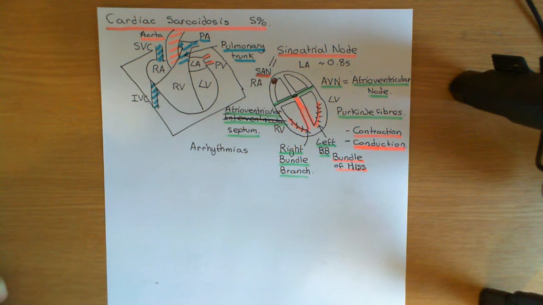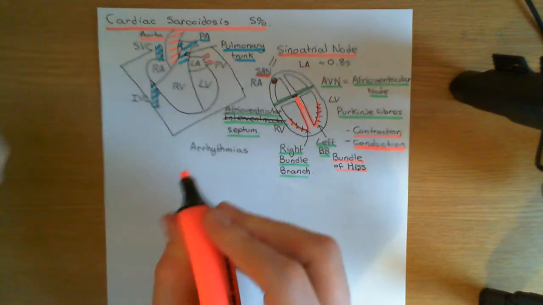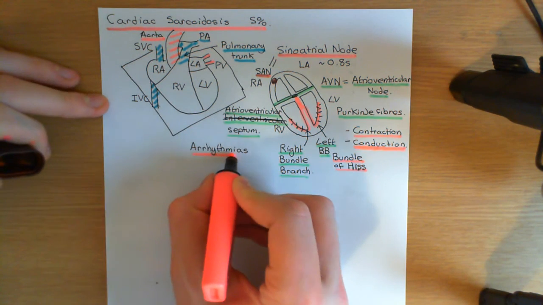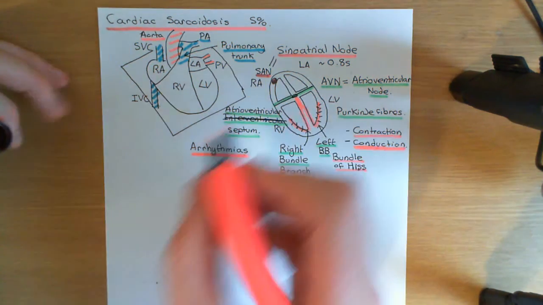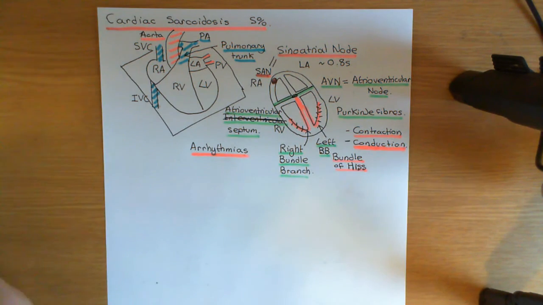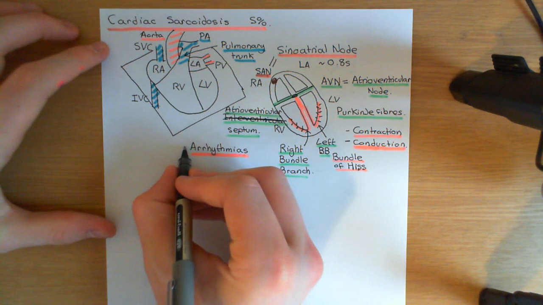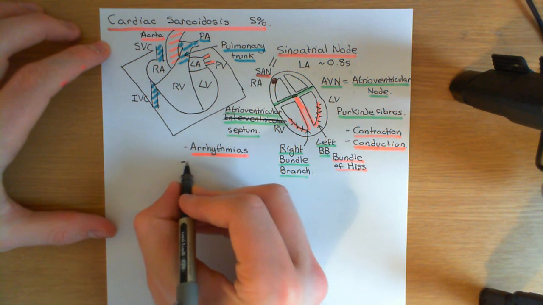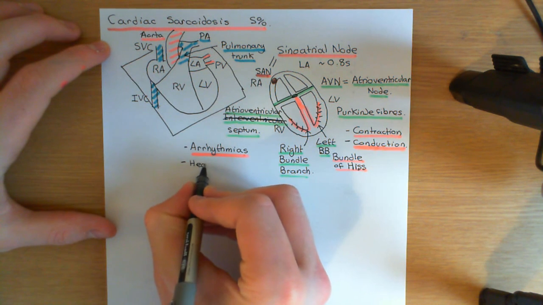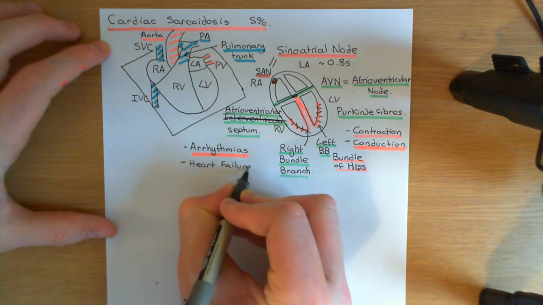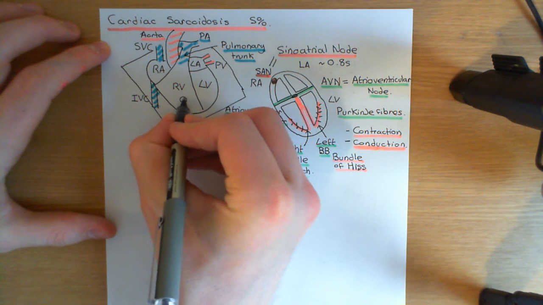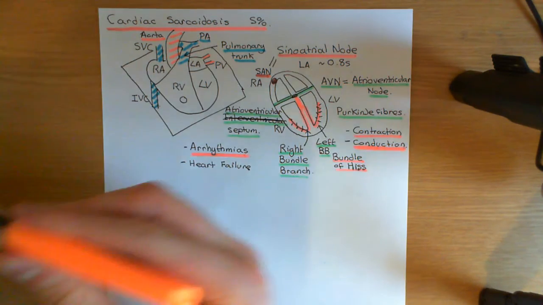So arrhythmias are very, very serious problems, and they can result because of cardiac sarcoidosis, because of these granulomas forming in the muscle of the heart. Okay, the other consequence that you can get from cardiac sarcoidosis is it can cause heart failure. You see, when you get granulomas forming in the wall of the heart, so let me just draw one of these. So let's imagine we've got a granuloma forming in the wall of the heart there.